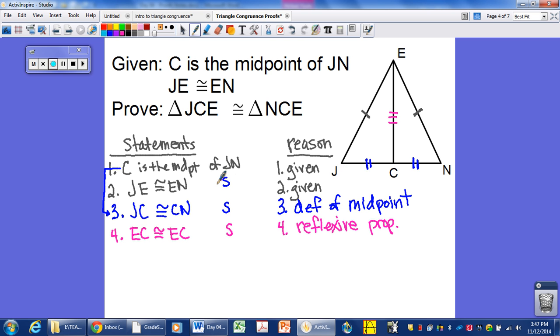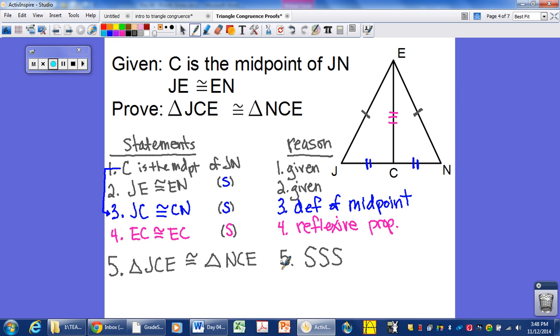Okay, so fantastic. I have one side, two sides, three sides. I have three pieces of information. So I have enough to say that triangle JCE is congruent, in fact, to triangle NCE. I have three sides of triangle JCE being equal to three corresponding sides of triangle NCE. So these two triangles are congruent by the side-side-side postulate, which says if three sides are congruent, then your triangles are congruent.